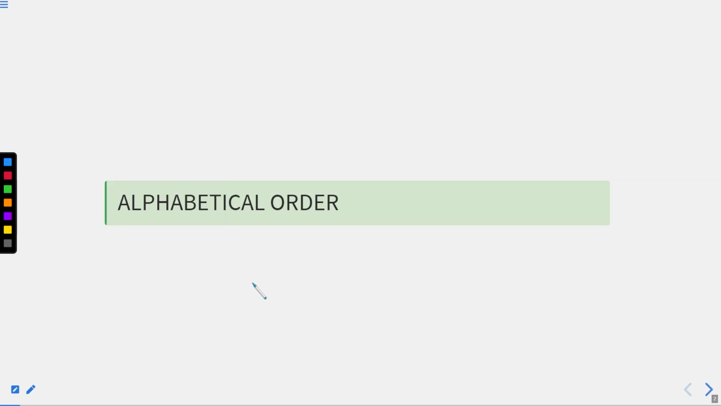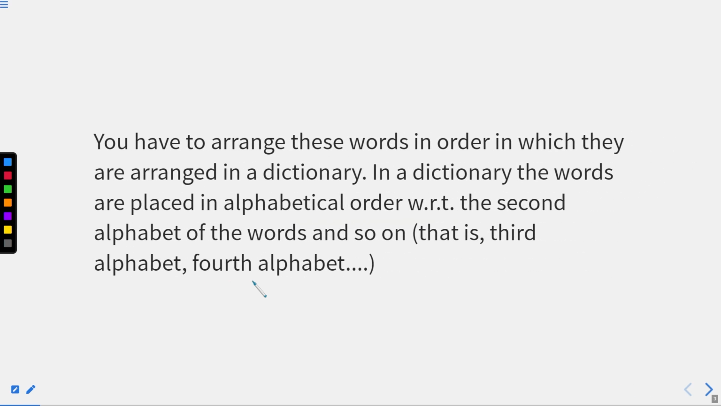So first we are going to deal with the alphabetical orders, right? Here you have to arrange these words in an order in which they are arranged in the dictionary. You all know how the words are arranged in a dictionary, right? In a dictionary, the words are placed in alphabetical order with respect to the first alphabet of the word, and then the second alphabet, and so on, that is third and fourth alphabet. Okay, so here I'm going to explain each and every concept with the help of a question.